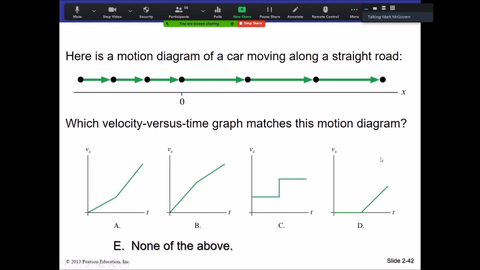Keep going. Here's a motion diagram of a car moving along a straight road. It's the same one. But now I would like you to tell me which one is the velocity versus time graph.